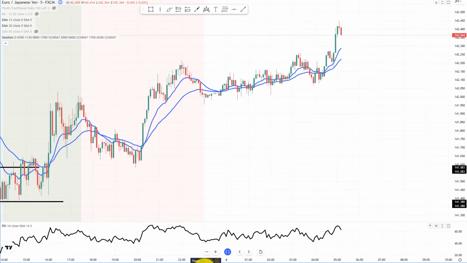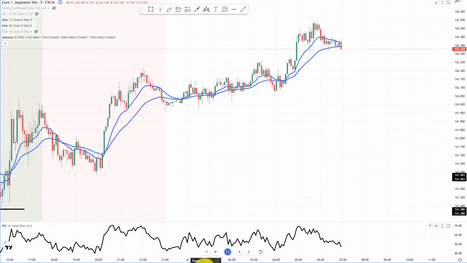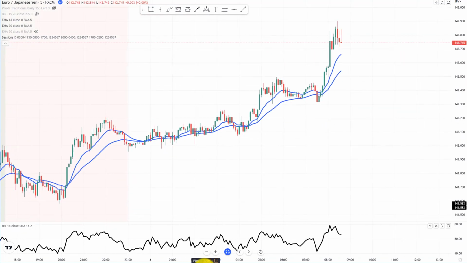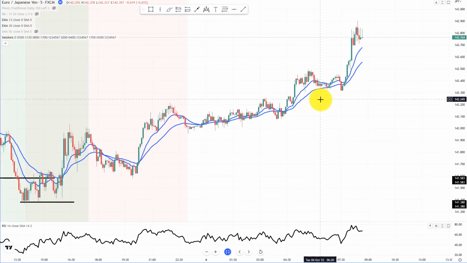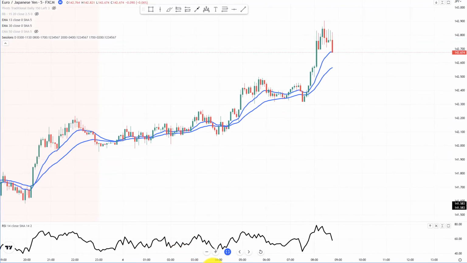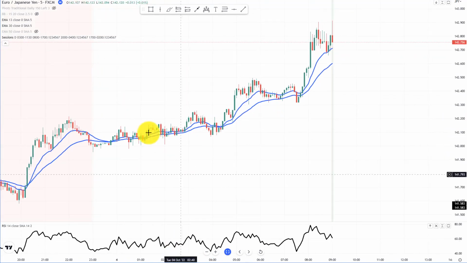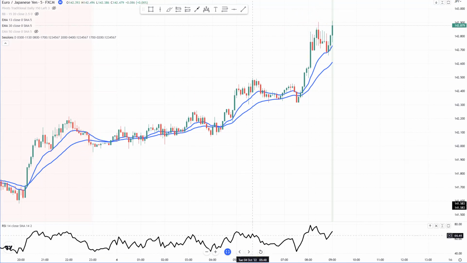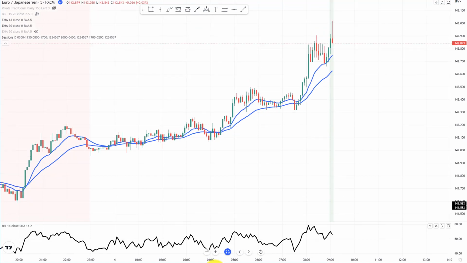Okay, we are close to the London session open. What we have is a trending market here, right? We're definitely moving higher. London is opening, so we are typically wanting to look for trend continuations now.